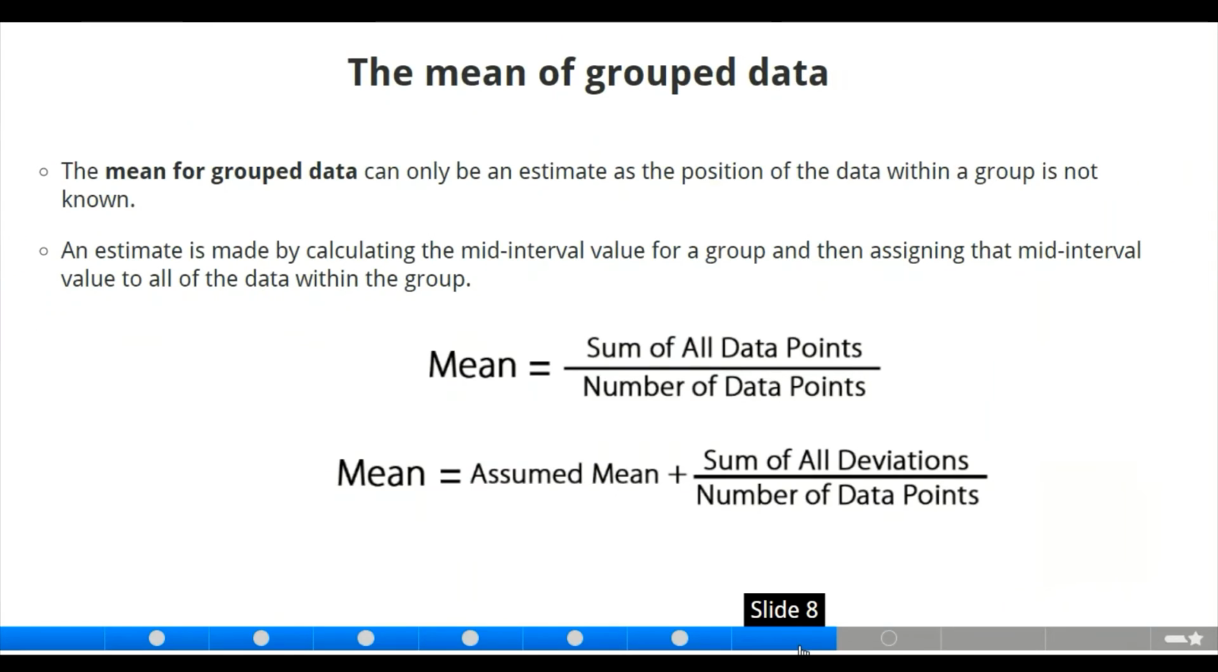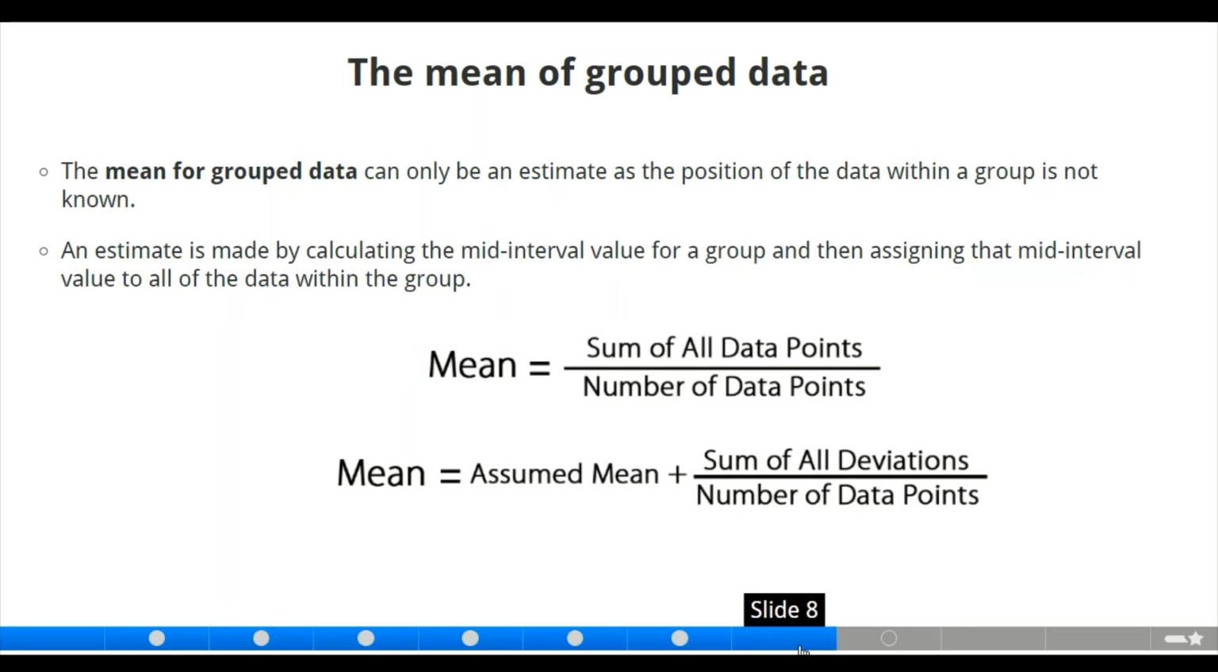So now let's look at the mean of group data. Clearly, the mean is the addition of the values divided by the total number of values in that data set. The mean of group data can only be an estimate, as the position of the data within a group is not known. So we can only estimate the mean of group data because the position of each data in a group is not specified. So we use what we call class intervals when we are dealing with group data and we want to calculate the mean.